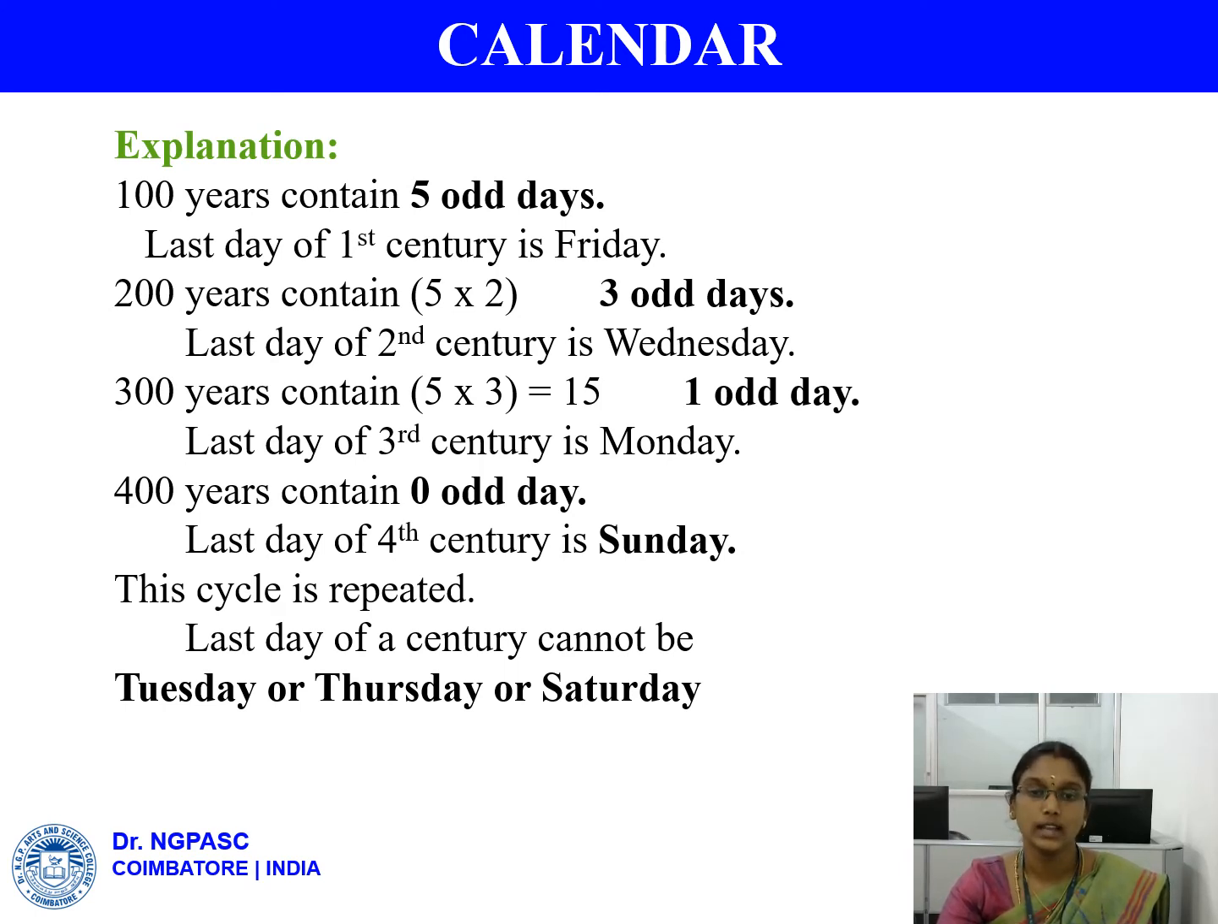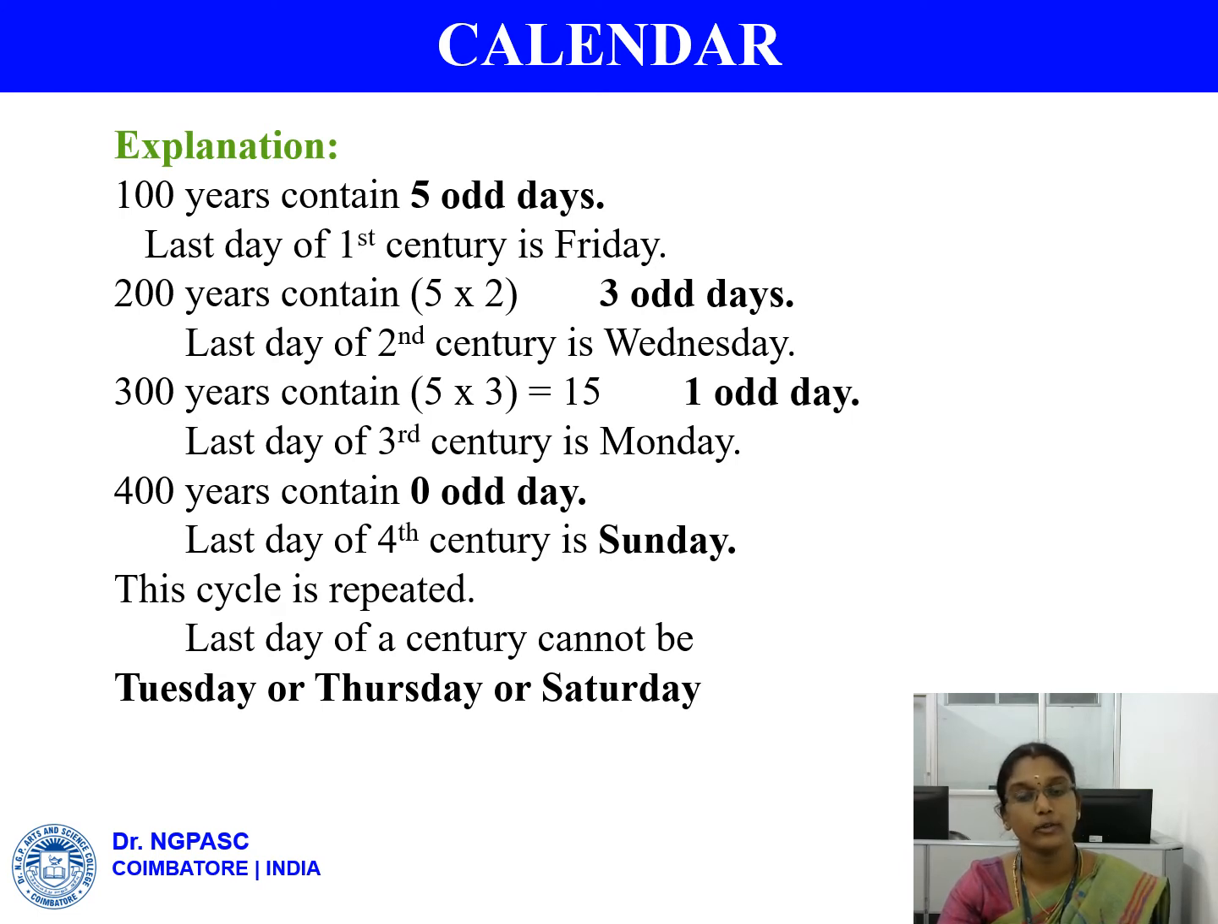So the last day of the first century is Friday, code 5. For 200 years, 5 into 2 is 10 odd days. One complete week is 7 days, so 10 divided by 7 leaves remainder 3. So 3 odd days for the 200 years, and the second century will end on Wednesday.